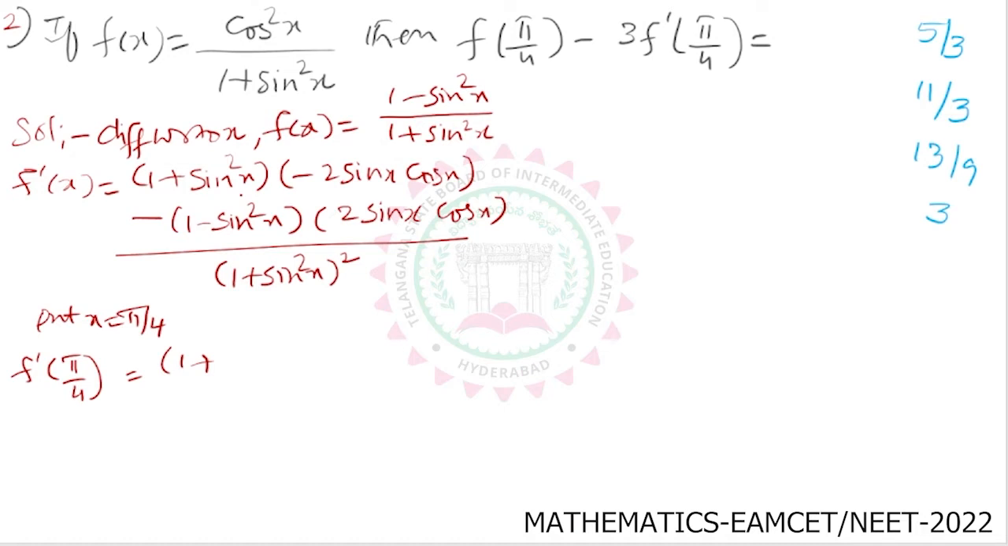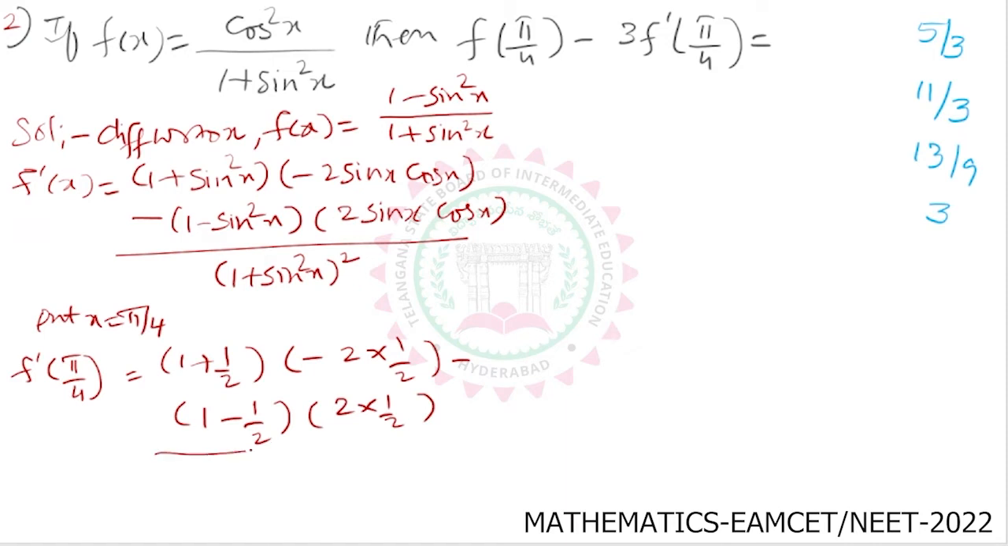So it is square, so it is nothing but 1 by 2 into minus 2 into sin 45, 1 by root 2, cos 45, 1 by root 2. 1 by root 2 into 1 by root 2 is 1. Minus 1 minus, again, sin 45, 1 by root 2, square is 1 by 2, into 2 into sin 45, 1 by root 2, cos 45, 1 by root 2. That is 2 into 1. Whole divided by 1 plus 1 by 2 whole square.